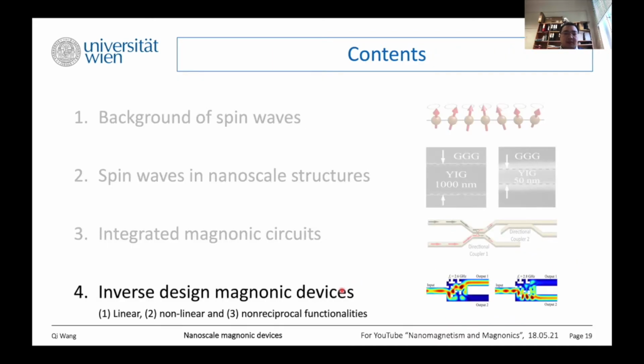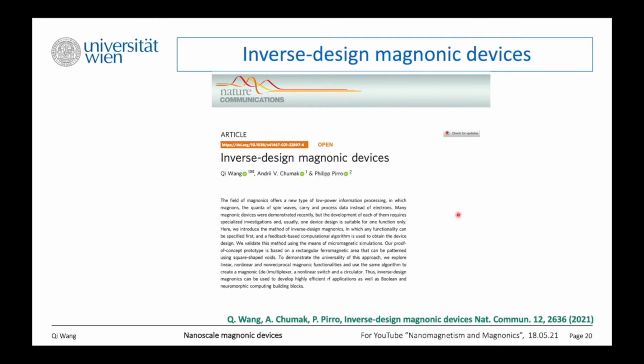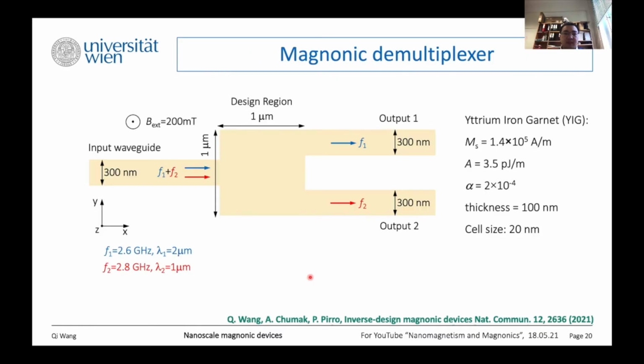So the last part, I want to talk about our recent results on inverse design magnonics in the linear, nonlinear, and non-reciprocal functionality. This result has been published in Nature Communications. If you want to know more about these results, please visit this paper. Here we choose a very simple structure, one input and two outputs. The width is 300 nanometers, connected by a design region of 1 micrometer by 1 micrometer. Again, we choose yttrium iron garnet. The thickness is 100 nanometers.